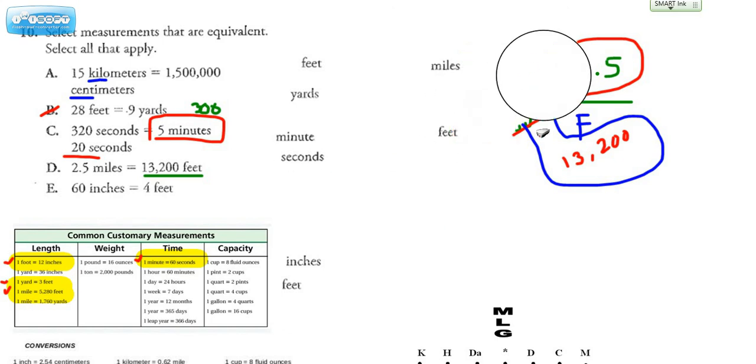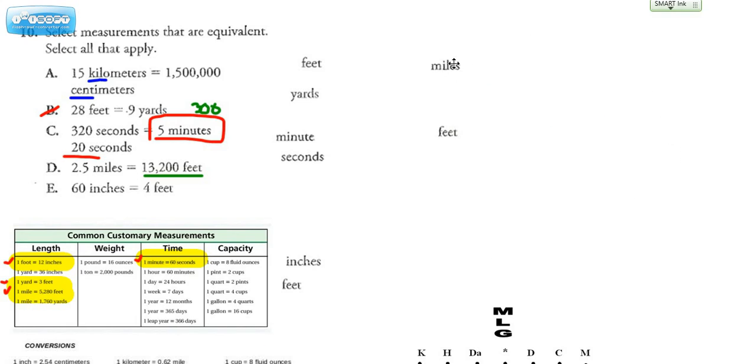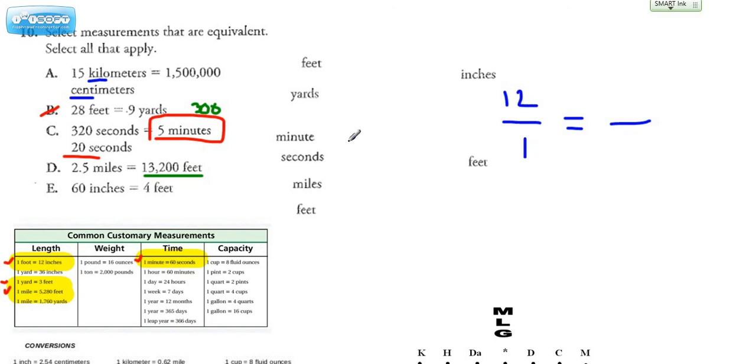Let's look at the next one, choice E. So that one is talking about inches and feet. So if we make a ratio out of the inches and feet using our reference table, we'd be looking right here, right? For every 12 inches, it's 1 foot. 12 inches is 1 foot. So put the 60 here for inches and see if you get 4, right, for feet. If we solve for feet, does that equal 4? Because isn't 12 times 5 60? Is 1 times 5 4? No, so you're not going to pick that one.